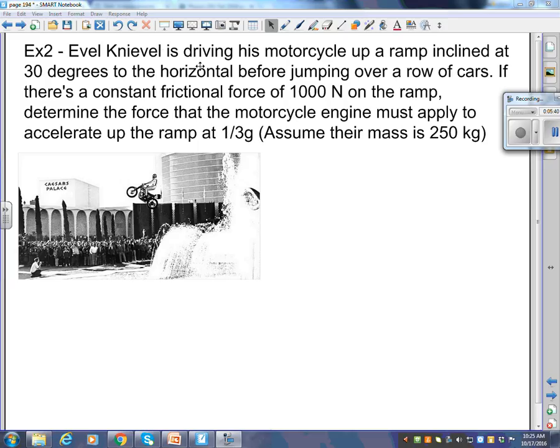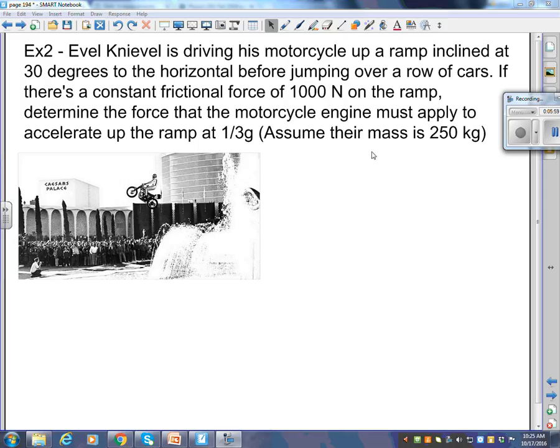He's driving his motorcycle up a ramp inclined at 30 degrees from horizontal before jumping over a row of cars. This is just a picture. If there's a constant frictional force of 1,000 newtons on the ramp, determine the force that the motorcycle engine must apply to accelerate up the ramp at 1/3 G. Okay, that's what that means, 1/3 G. Assume the mass is 250 kilograms.